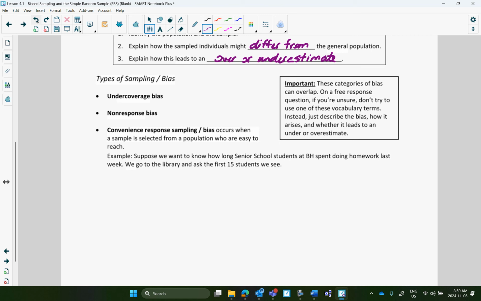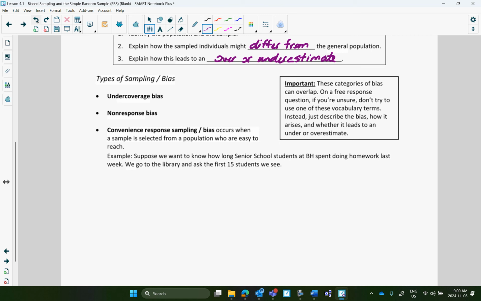So the library is the place that students go to study. Remember, we're asking about the amount of homework they did. On top of that, everybody's studying in the library, and you're taking the first 15 to come up to you, compared to how many students are at school. But how would that group of 15 differ?